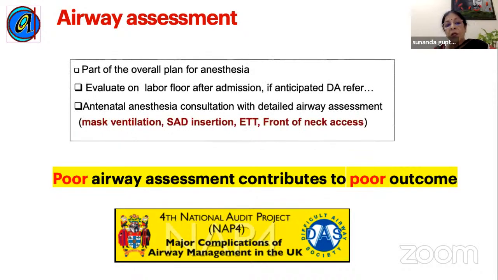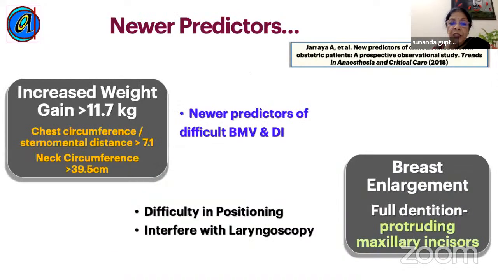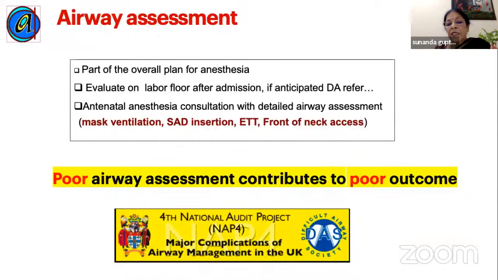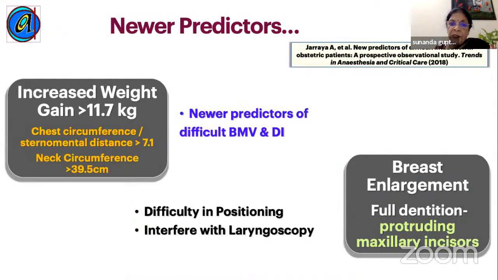So early on in the labor room, this should form a part of the overall plan for anesthesia. The staff in the labor room should be able to give us an idea that maybe this patient has an anticipated difficult airway, and they should refer the patient to the antenatal anesthesia consultation, where a detailed airway assessment, which includes difficulty in mask ventilation, SAD insertion, endotracheal tube insertion, and front of neck access, should be evaluated in anticipated difficult airway patients.